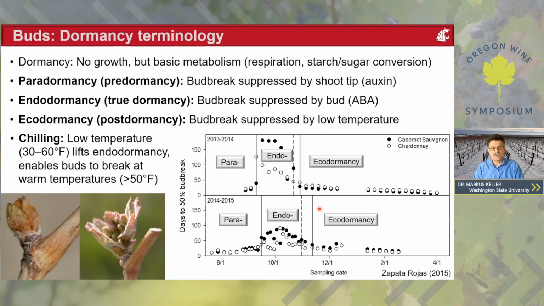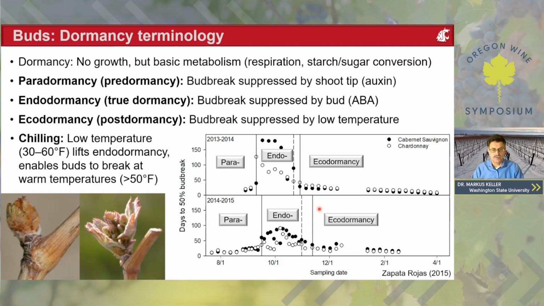We can distinguish between three different types of dormancy. First, paradormancy or pre-dormancy. During paradormancy, bud break is suppressed by auxin that is generated by the growing shoot tip. So the growing shoot tip ensures that there's not too much competition with its own growth, and it suppresses bud break down the shoot, for example, of laterals for quite some time. So this is paradormancy. Buds do not grow out as long as the shoot is actively growing.